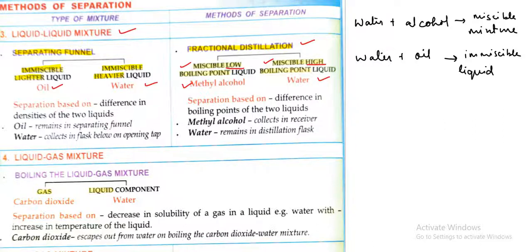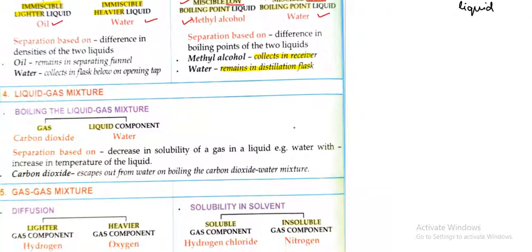Due to which, what happens? Alcohol evaporates faster than the water. So first alcohol is collected in the receiver, and afterwards when water starts boiling, then water is also collected, or water remains in the distillation flask. Like this we can separate them.